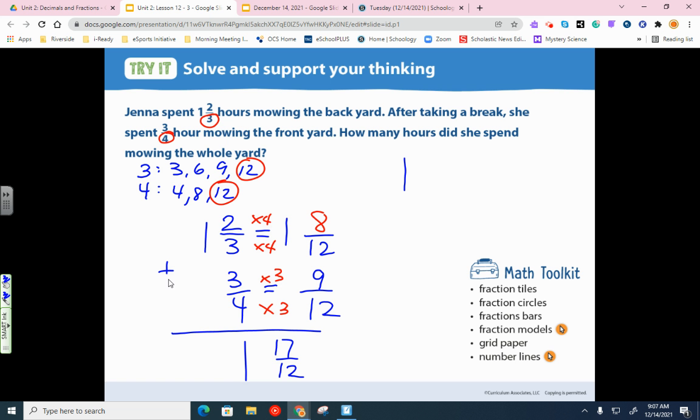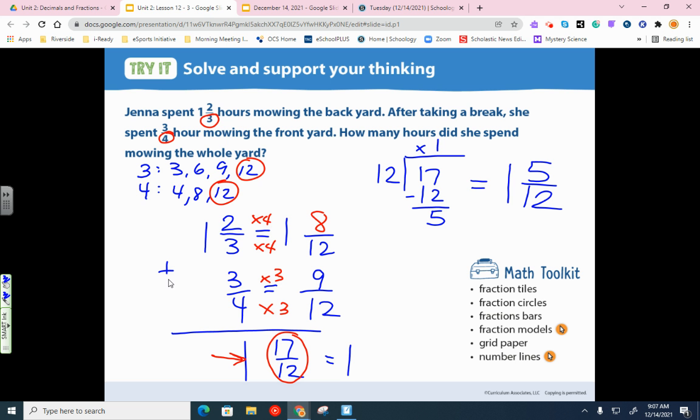So let's divide 12 into 17. It doesn't go into 1, but it goes once into there. And this equals 1 5/12. So that's just for this portion. We still haven't dealt with this guy yet. So it's basically going to be 1 plus 1 5/12 equals 2 5/12 hours in this case. So something to be cautious with that.